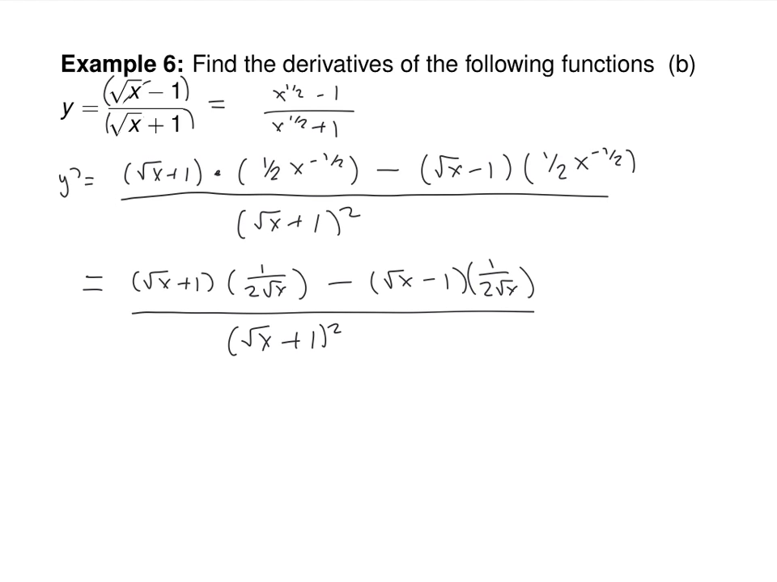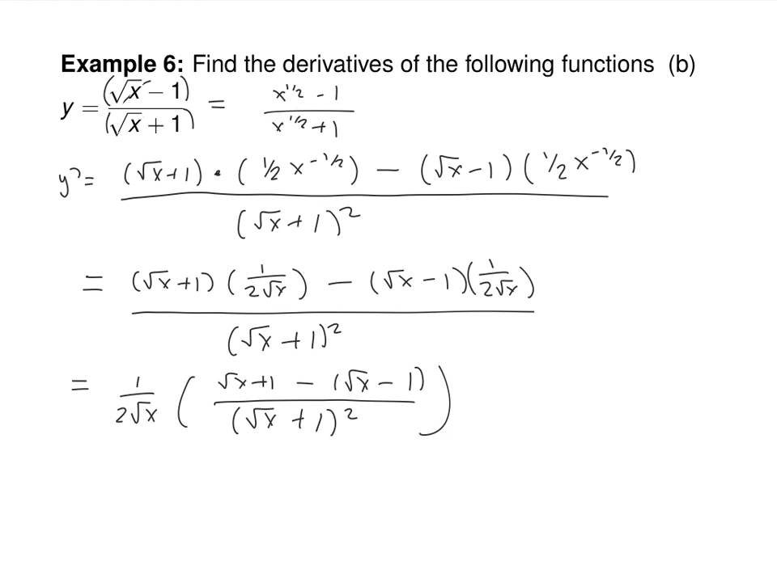Okay. So what I see, you can look at this two different ways. You could take the 1 over 2 root x and you could distribute them. Does that make sense? What else could you do with the 1 over 2 root x? You could factor it out. So that becomes 1 over 2 root x times root x plus 1 minus root x minus 1, over root x plus 1 squared. Does that make sense? Probably is easier to take the greatest common factor out than to leave it in. Not necessarily, though. And then you're pretty much almost done.